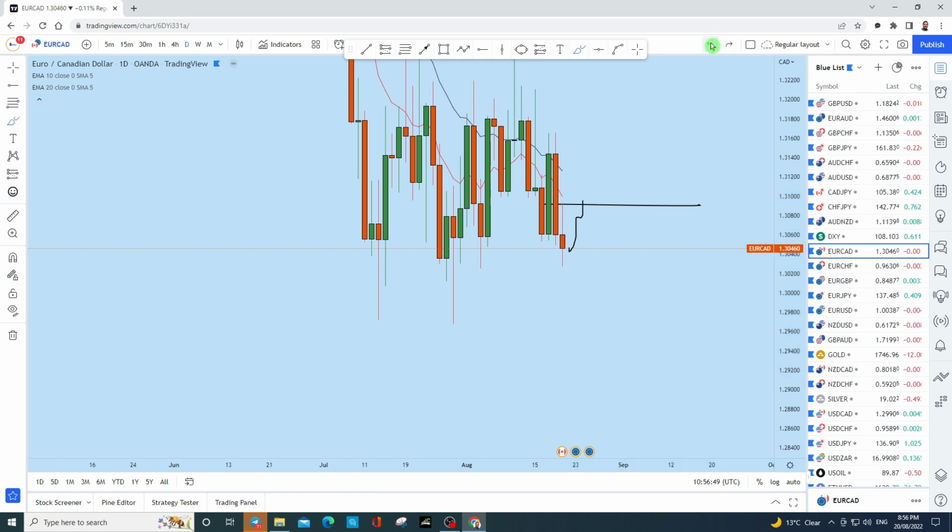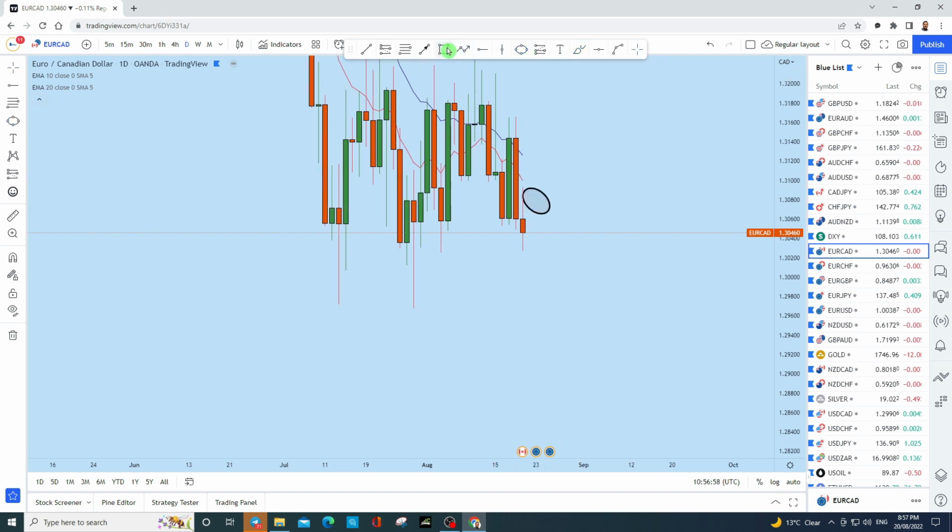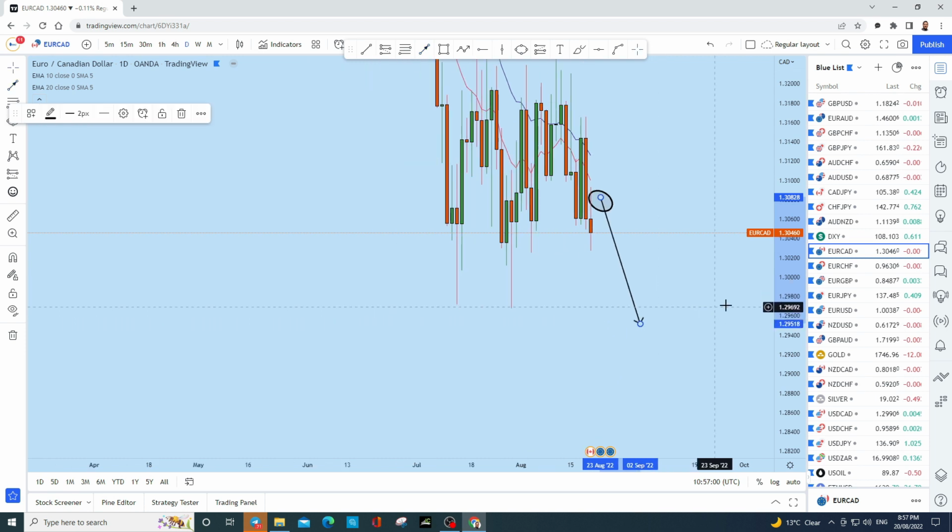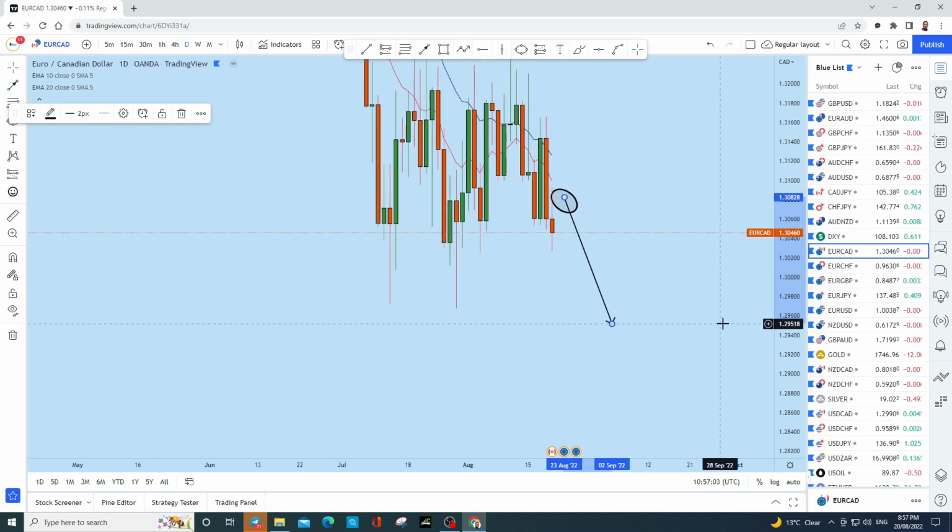So this is the zone that we will be considering for possible shorting on EURCAD. This is the zone on the daily, the wick of this doji, for a potential short on EURCAD to the downside with a high risk to reward, as we share with our students.